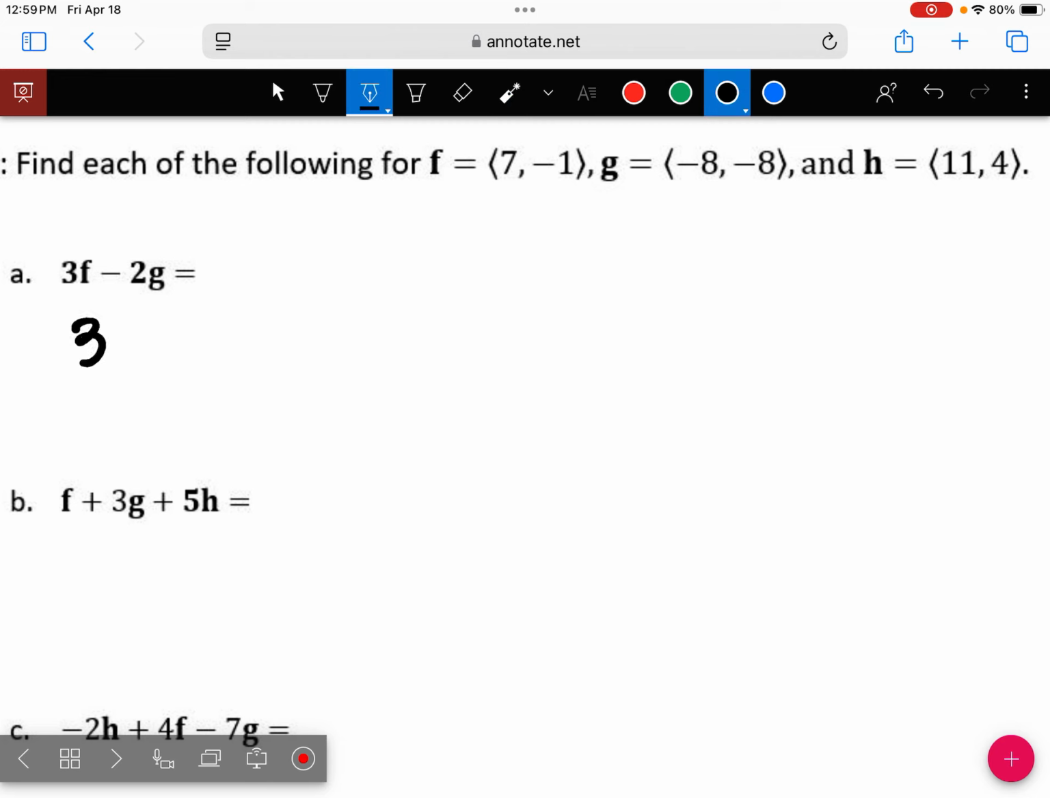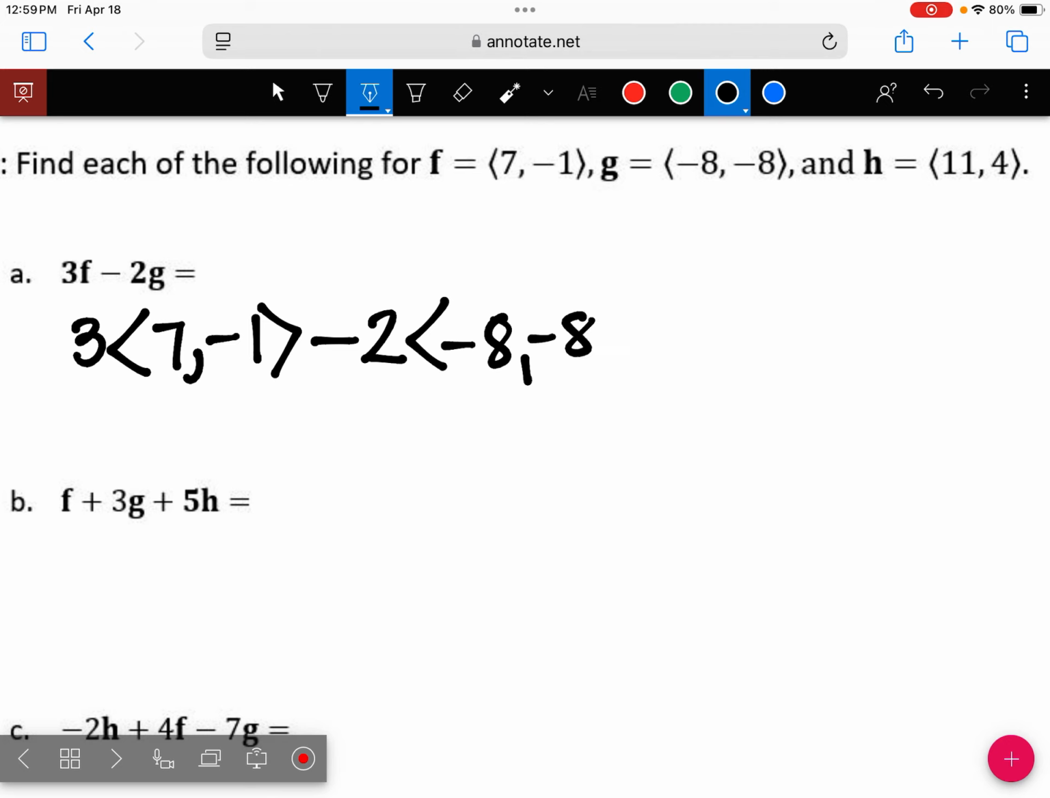So I'm going to take vector F and multiply that by 3. Then I'm going to take vector G and multiply it by -2. I would multiply it by -2 and change it to addition. I'm going to give you 60 seconds. Come up with your answer.